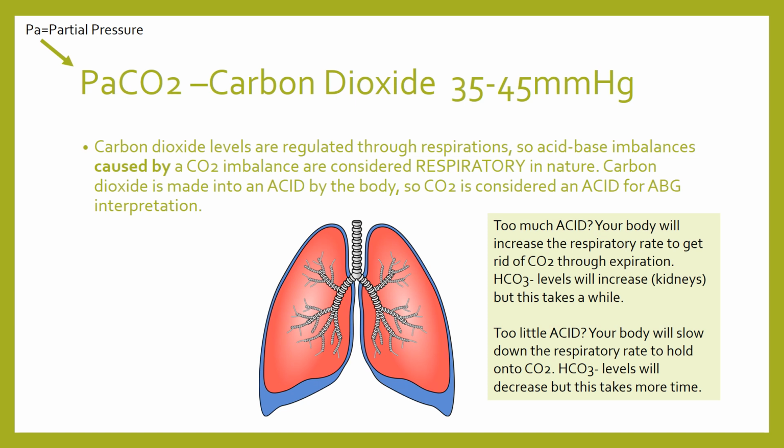Bicarb can be decreased or increased, but it takes the kidneys a lot longer for that adjustment to happen than it does for the lungs to adjust. So our respiratory drive will correct an acidosis much quicker, okay? Same thing, with too little acid, your body will slow down the respiratory rate and hold on to CO2. CO2 retention. Again, bicarb levels will decrease, but this takes more time.